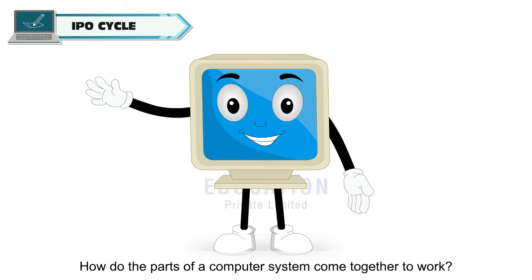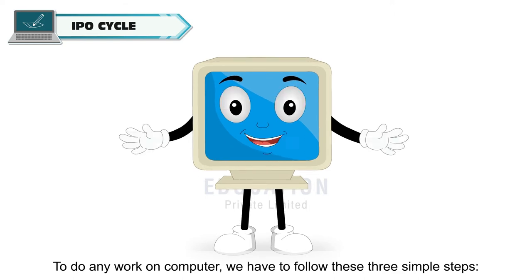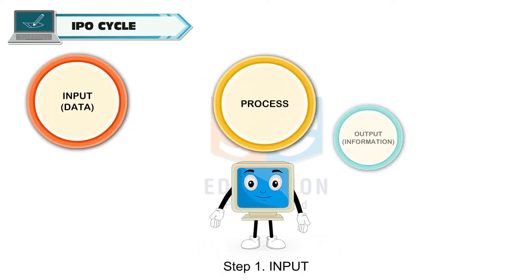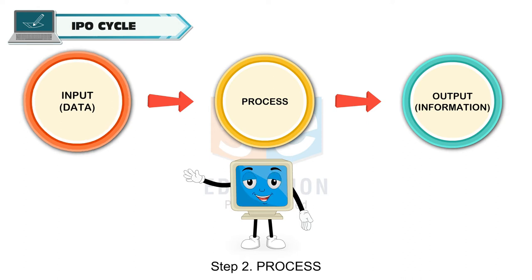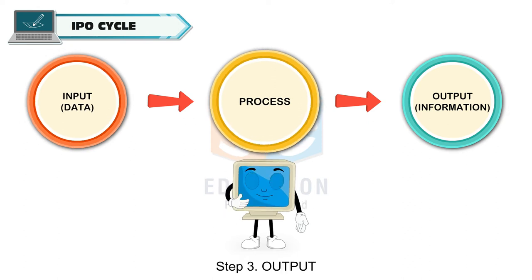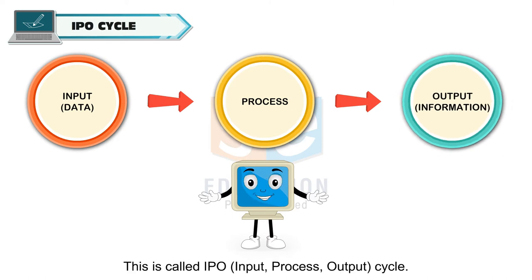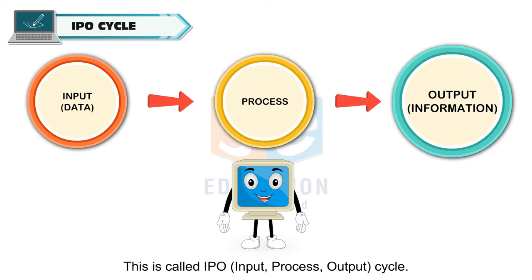How do the parts of a computer system come together to work? To do any work on the computer, we have to follow these three simple steps. Step 1, input. Step 2, process. Step 3, output. This is called IPO, or input process output cycle.